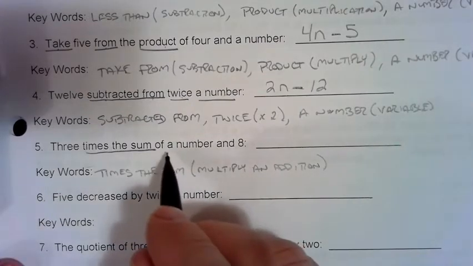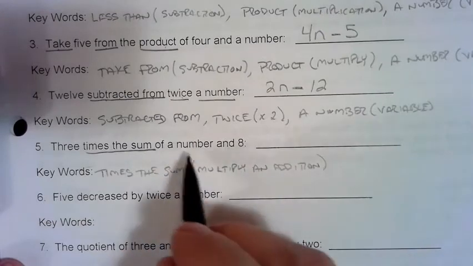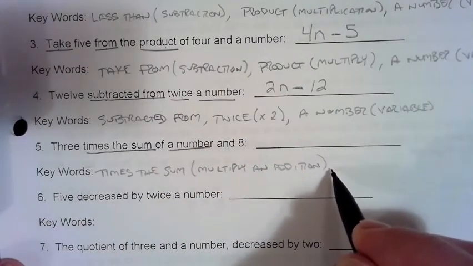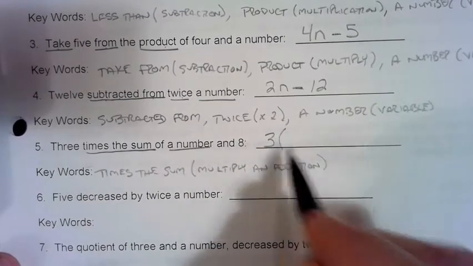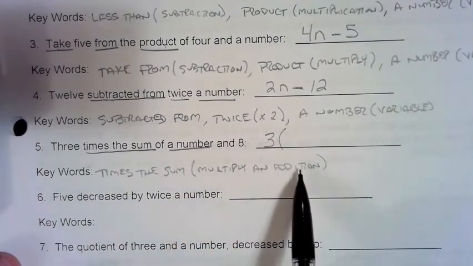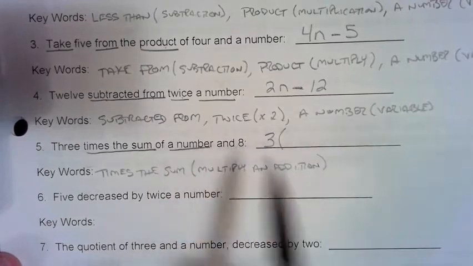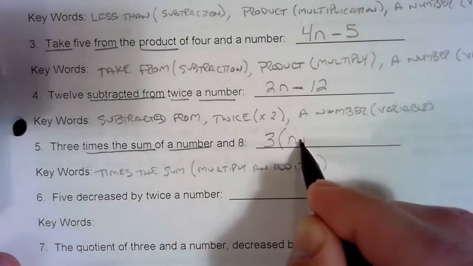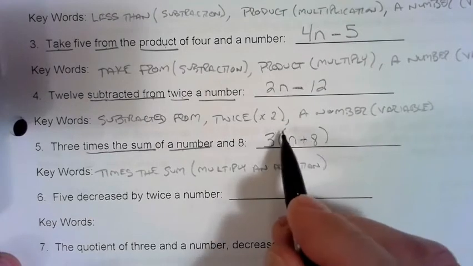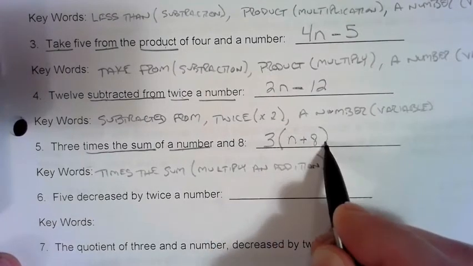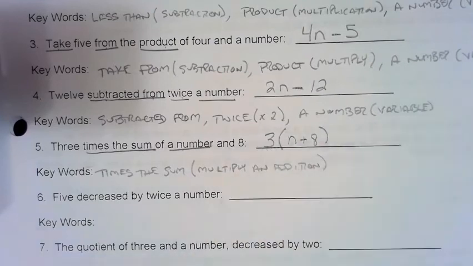And again, sum we know is addition. A number is our variable. So we're going to do 3 times the entire sum. Sum again means to add a number and 8, so I need to do n plus 8. N plus 8 is my entire sum. I need to multiply that whole thing, which is why I need parentheses, and I'm going to multiply it by the 3.